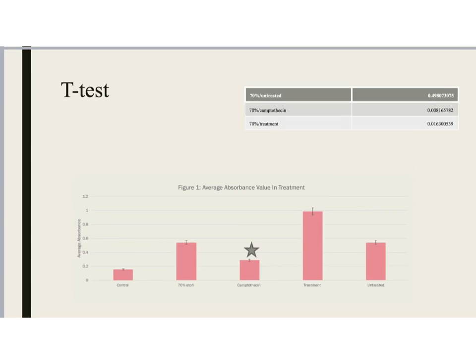Looking at my t-test, this data was generated using the WST8 reduction to determine cell viability, with measurement at 450 nanometers. These cells were treated for 24 hours in this figure, and in the graph, these are the average absorbance values in treatment. The t-test only showed significance when using the camptothecin, which was our positive control.